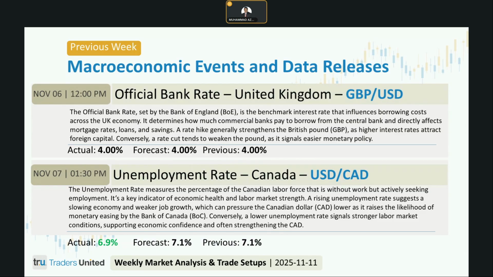As expected, the Bank of England kept the bank rate unchanged at 4%, marking another pause as policymakers balance persistent inflation pressures against slower economic growth. Ahead of the decision, the British pound traded cautiously, but following the release and accompanying statement, GBPUSD moved higher, reflecting a slightly hawkish tone in the Bank of England's communication and market confidence in the UK's economic outlook.